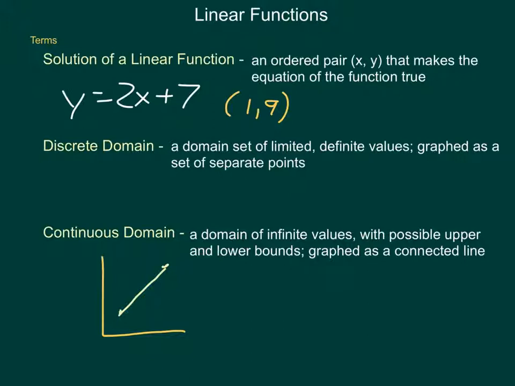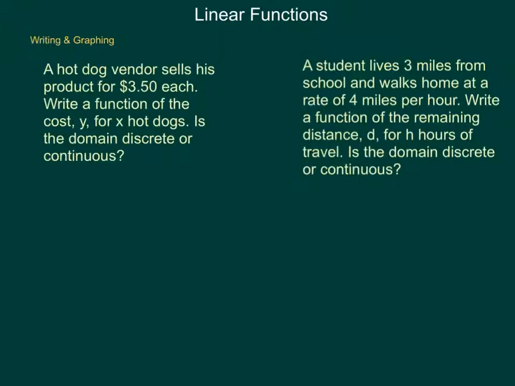You didn't just magically appear there, but you did cover every space in between. These are going to be continuous domain items when we graph it as a connected line, and we'll have all those small values. So let's take a look at a couple of situations and see if we can write equations and decide on the types of domain we're looking at.